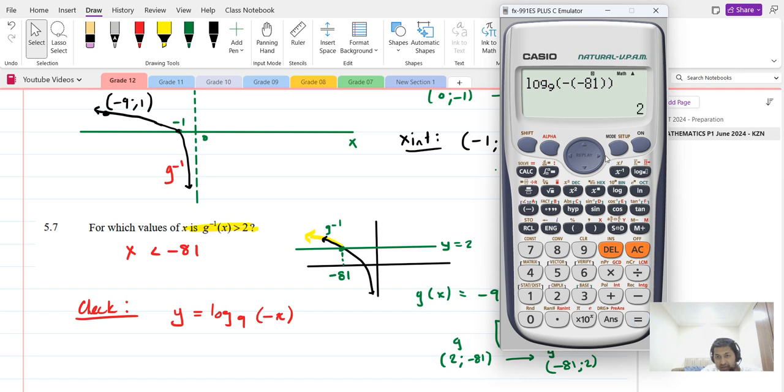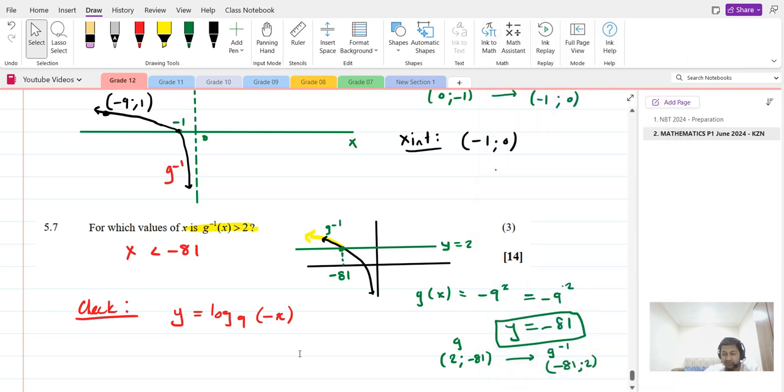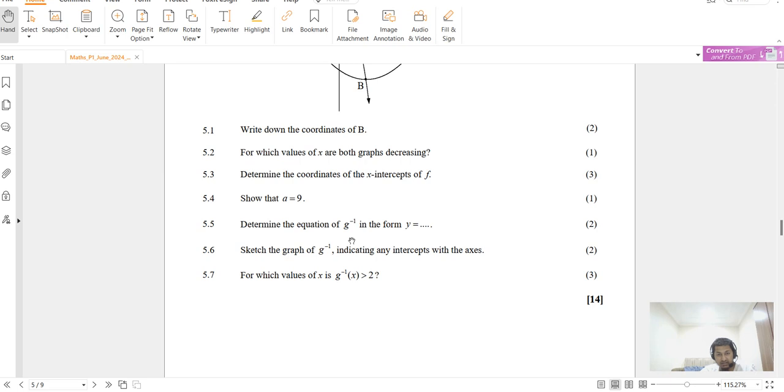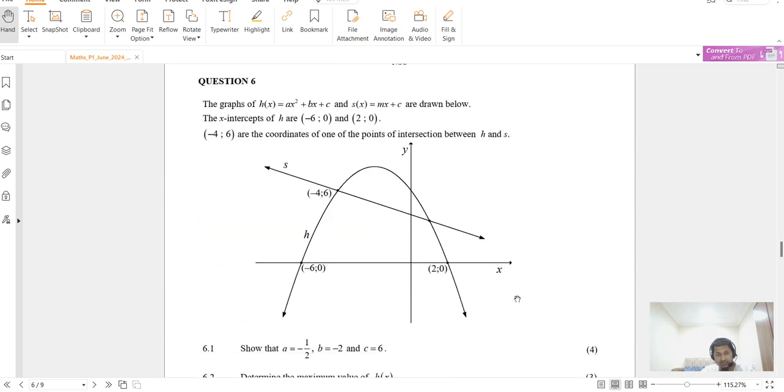We get 2. But now if I put negative 82, do I get an answer which is, yes, more than 2? That's what we want. G inverse must be more than 2. So there, we got the answer. So nice question. So this is like another level 3, 4 type question, thinking questions. Yeah guys, you must expect those types of questions to come up at the end.